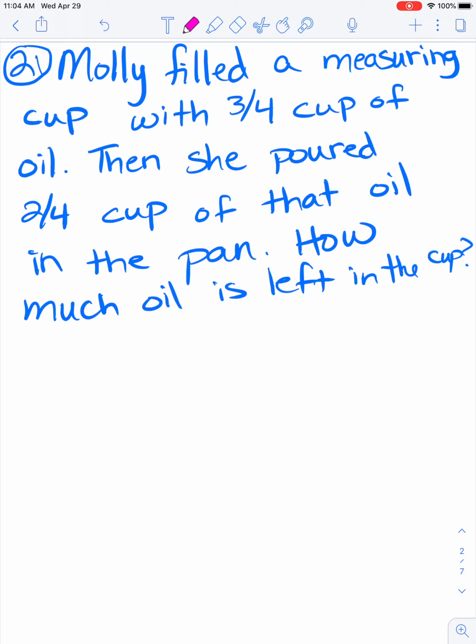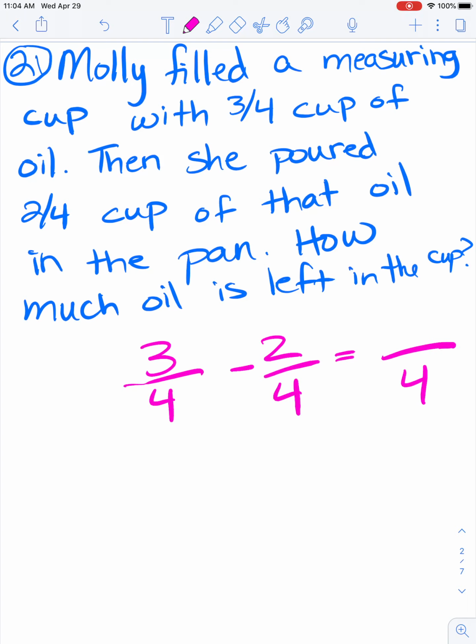Molly filled a measuring cup with 3/4 cup of oil. Then she poured 2/4 cup of that oil in the pan. How much oil is left in the cup? All right, I want you to hold 3/4 cup. Now I want you to just take 2/4 out. What are you doing? You're taking apart by subtracting. So you're going to take 3/4 minus 2/4. My denominator is the same. We keep it the same, and 3 minus 2 is 1. So 1/4.